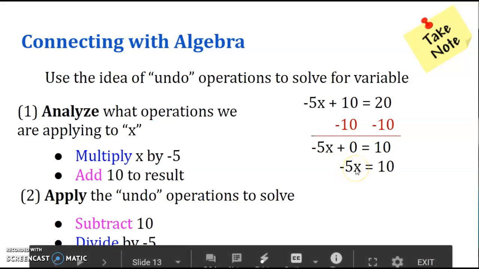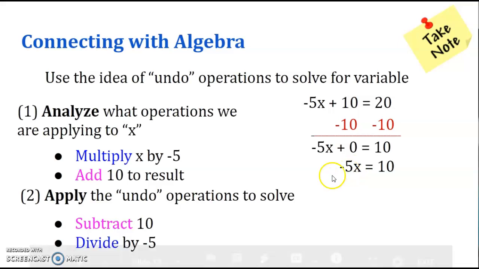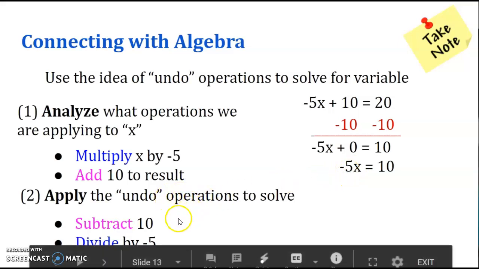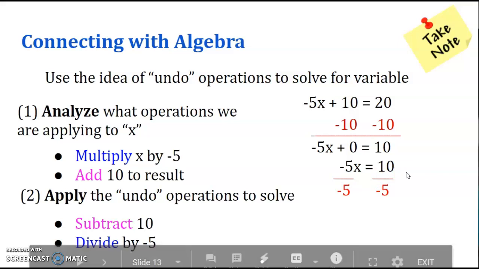And so what is happening to x here? X is being multiplied by negative 5. So then we undo, we divide by negative 5, just like what we said we need to do. After you subtract 10, you need to divide by negative 5. So we divide both sides by negative 5. Again, whatever you do to one side of the equal sign, you need to do exactly the same thing to the other side of the equal sign. That's the golden rule of algebra.